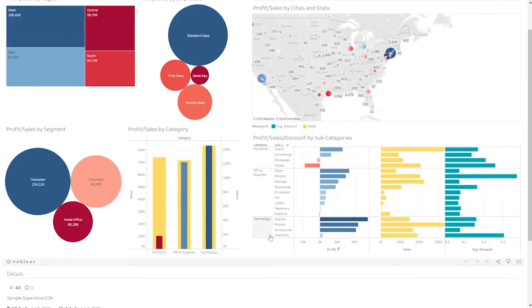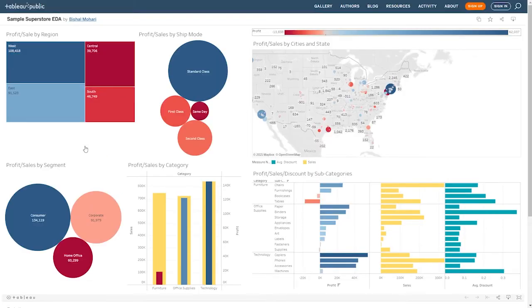Now, looking into our technology, we can see that our copiers, phones, and accessories, almost all of them are having a great amount of sales, with copiers having the greatest amount of sales with a great distribution between its discount and sales. However, we can see our machines, which is having a less amount of profit, having a big amount of discount. So we may consider reducing the discount on our machines in order to have a better profit out of it.